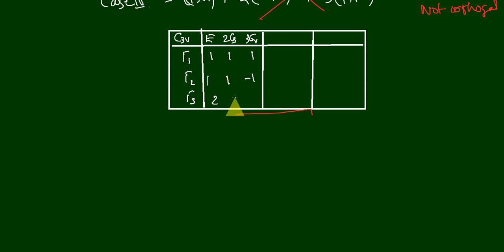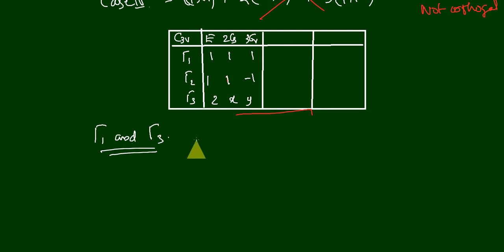Now our task is to find out the remaining two elements in the third character set. So let me put this as x and this one as y, and we have to find out what x and y are. These values of x and y can be found from the orthogonality again. So we can check the orthogonality of gamma 3 with the other irreducible representations. Let us check the orthogonality between gamma 1 and gamma 3.